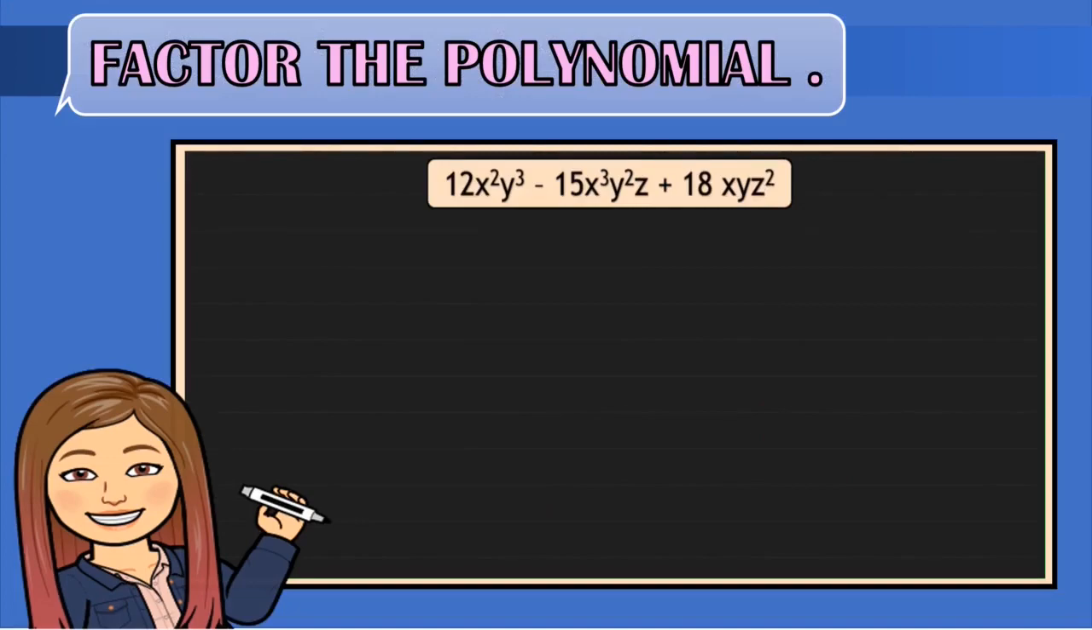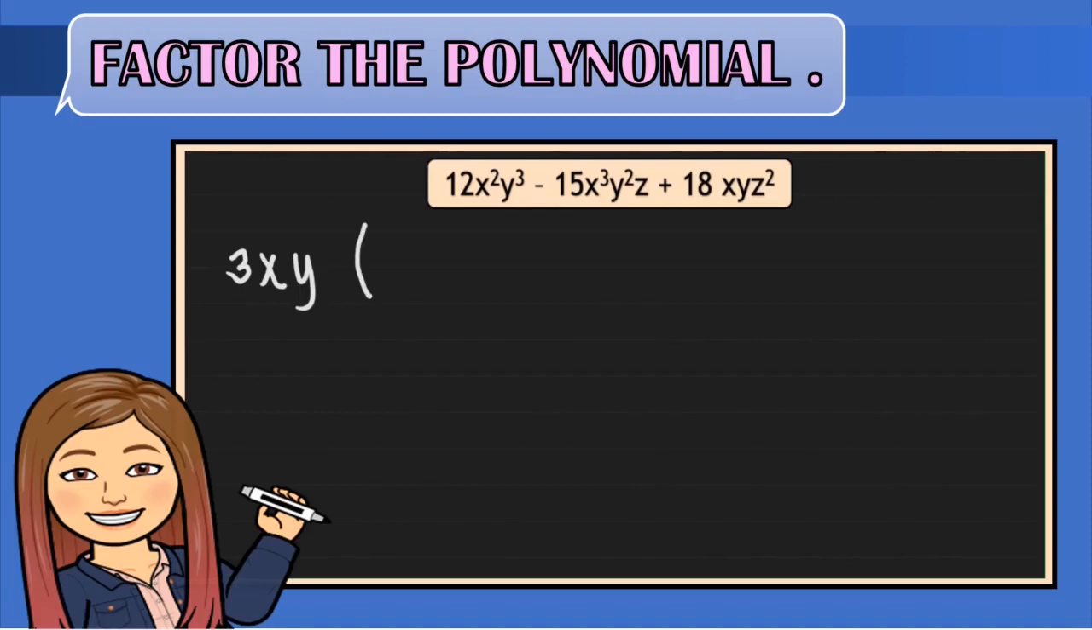Let's factor 12x squared y cubed minus 15x cubed y squared z plus 18x y z squared. Now the first, second, and the third term have common factors. 12, 15, and 18 have the greatest common factor of 3. And x is repeated, y is also repeated. Z is not repeated in the first term, therefore z is not a common factor. The least exponent of x is 1, the least exponent of y is also 1. And there is no need to write 1 as the exponent.